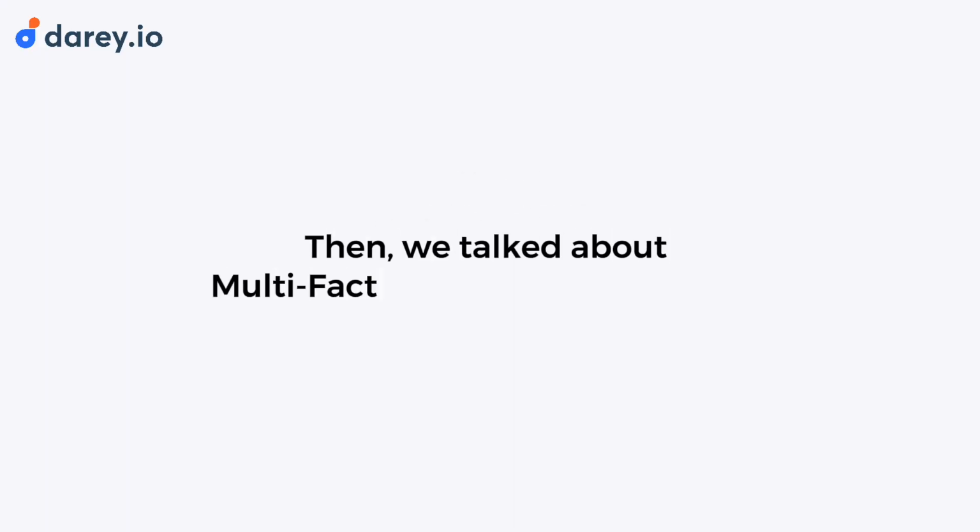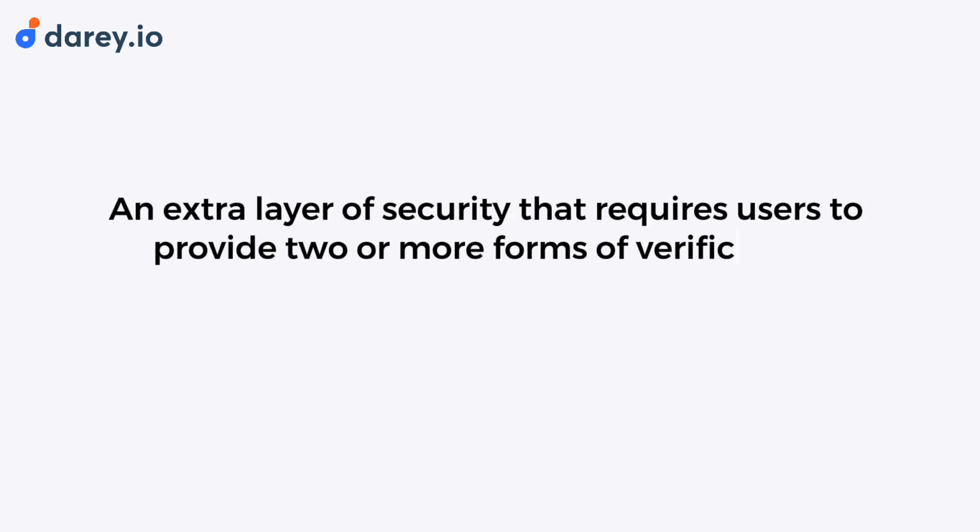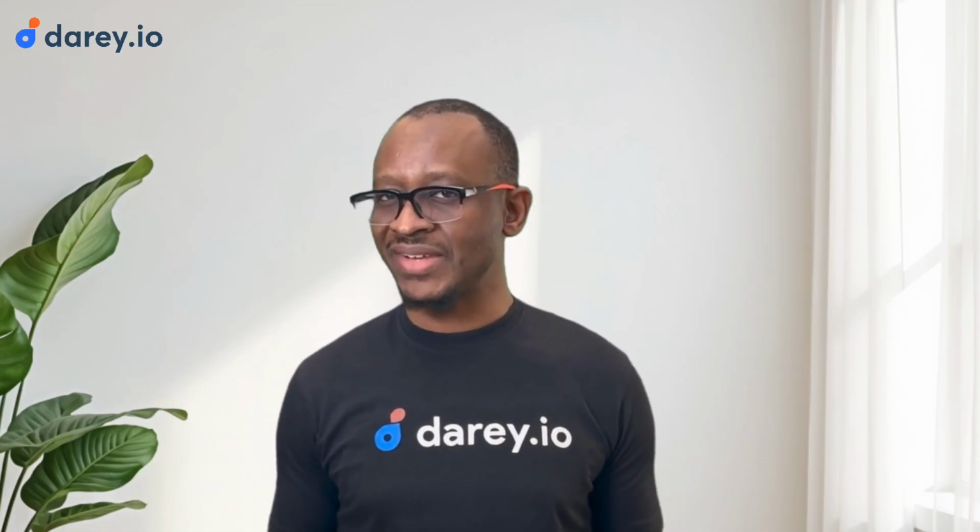Nothing more, nothing less. Then we talked about multi-factor authentication, MFA, an extra layer of security that requires users to provide 2 or more forms of verification before accessing AWS. We also got hands-on with configuring MFA.